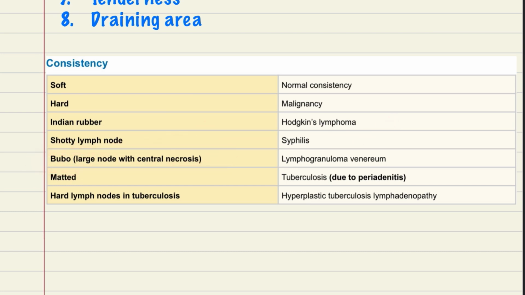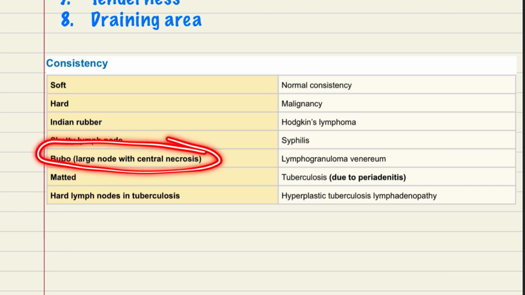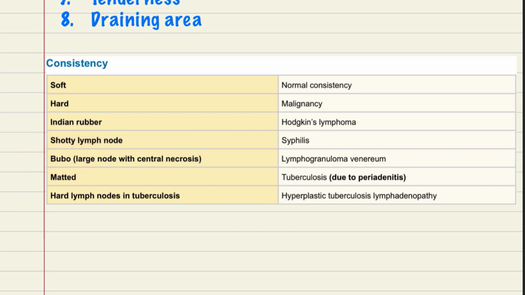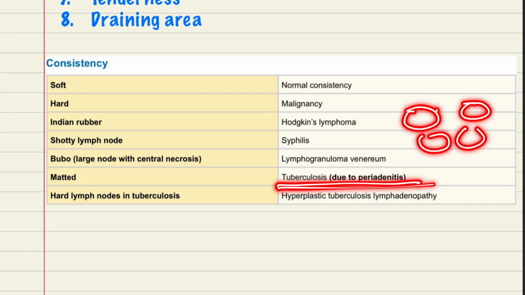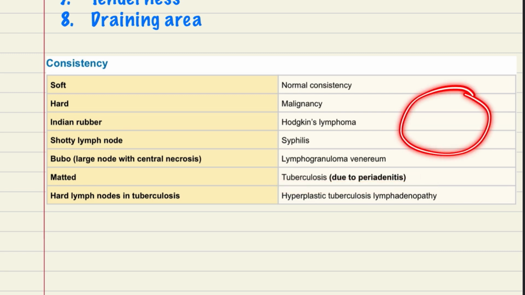We always talk about the bubo in the case of sexually transmitted infections. LGV, in the LGV, we say that it is bubo type. What is bubo? Actually, it is a large lymph node with central necrosis. Matted, very important, is seen in tuberculosis due to periadenitis. All the lymph nodes get fused and form a single fused lymph node. This is called a matted lymph node.